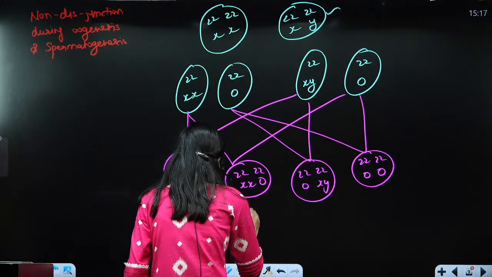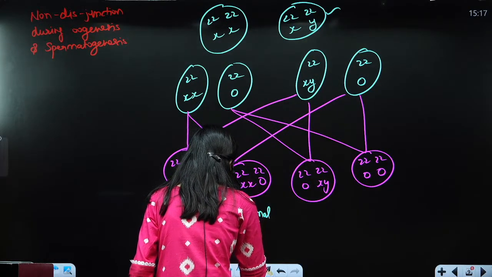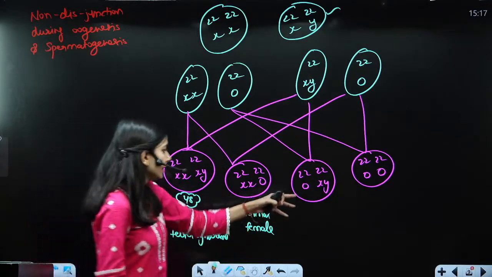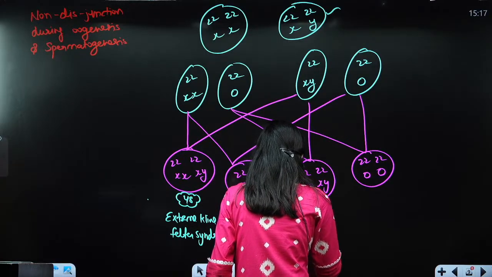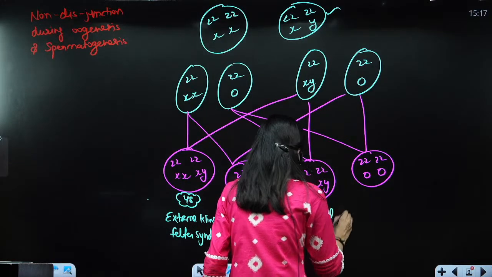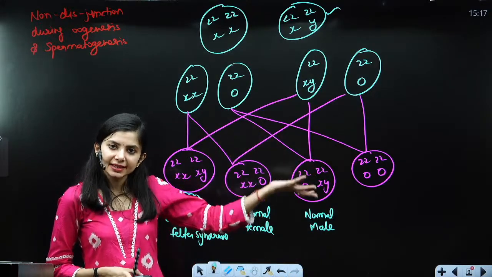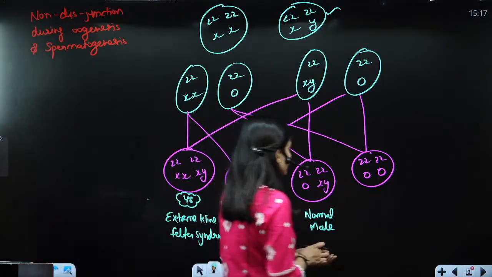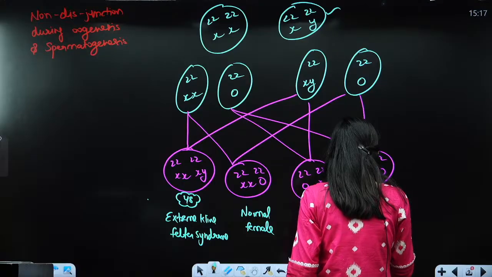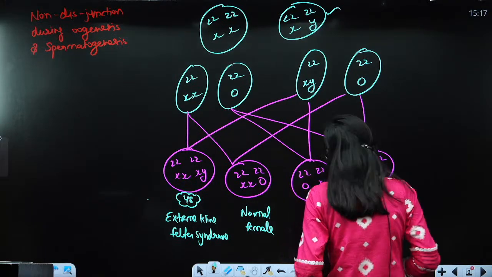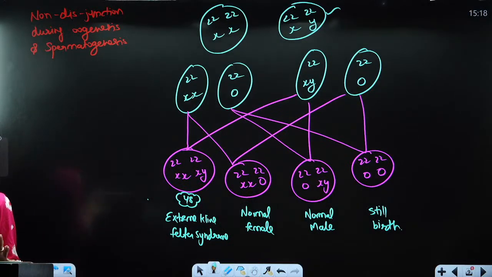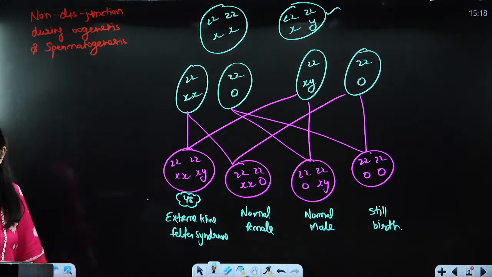This is a normal female. Why? Because you can see it's having XX. 0 means 0. And this is considered as a normal male. But they are not going to be as normal as the usual XX and XY cases when there is disjunction. Fine. And this one case is going to be stillbirth, because there is no such chromosome available. Fine. So in this way, you have understood the basic mechanism.